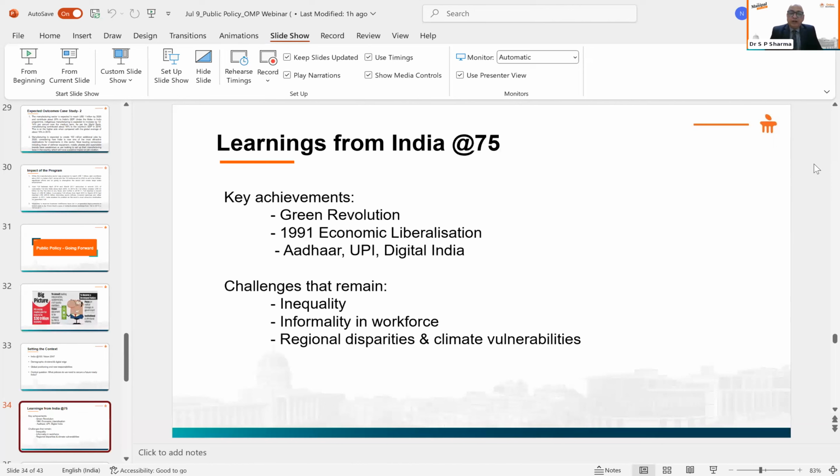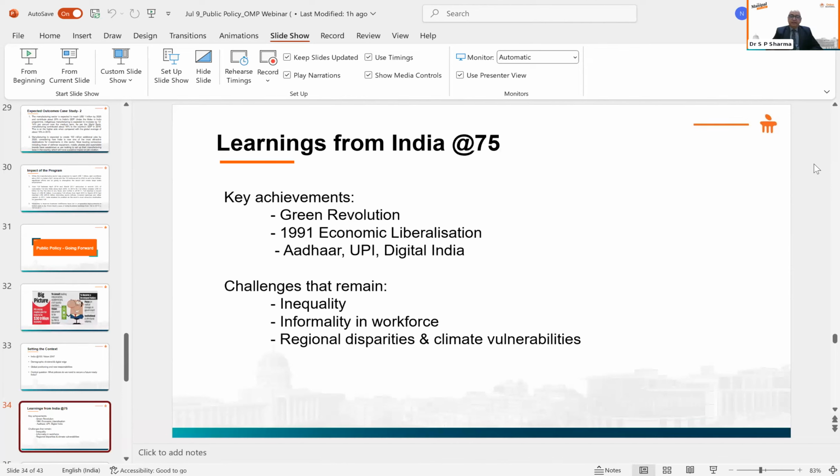So if we focus on the last 75 years, how the reforms or public policies supported the trajectory of Indian economy. We started from Green Revolution, then the economic reforms of 1991, and the recent reforms like Aadhaar and UPI and Digital India, artificial intelligence, all these things we achieved during the last 75 years.